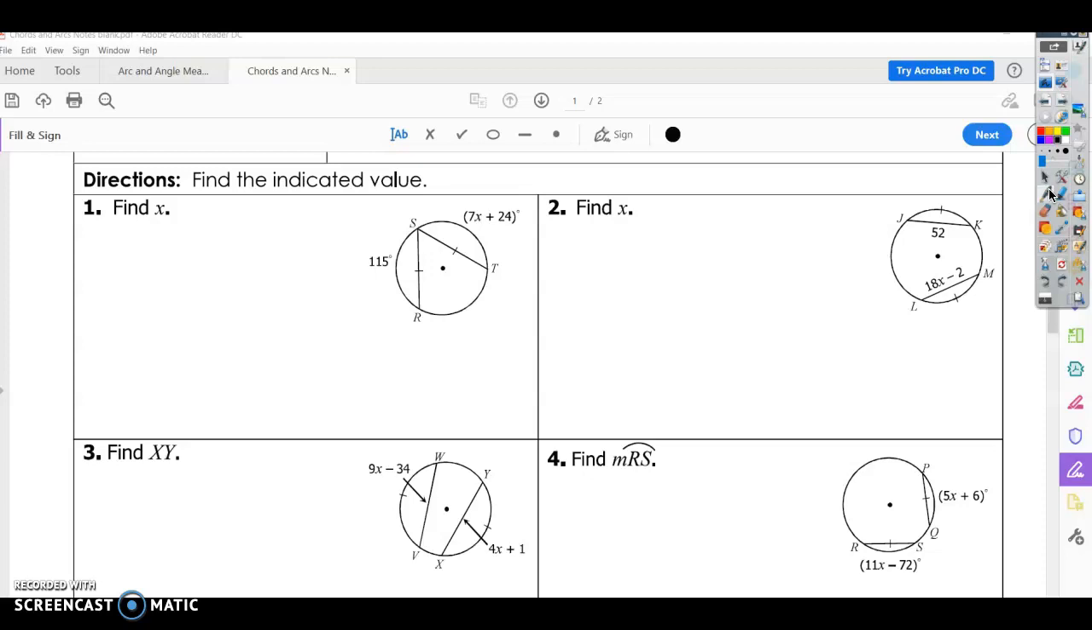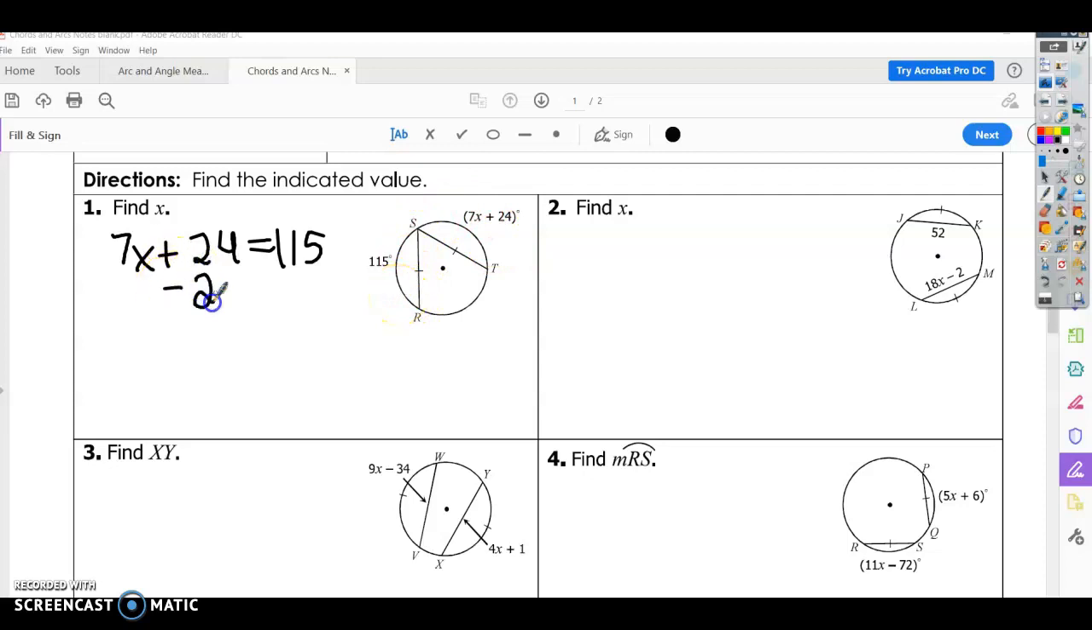All right, for number 1, it says find x. If we look at number 1, it shows that we have two chords, and those chords have the symbol there that shows that these are congruent. So when it has the little tick marks here, it means that these are congruent or equal. So we can say that 7x plus 24 equals 115. We can do that because when the chords are congruent, the arcs are also congruent.